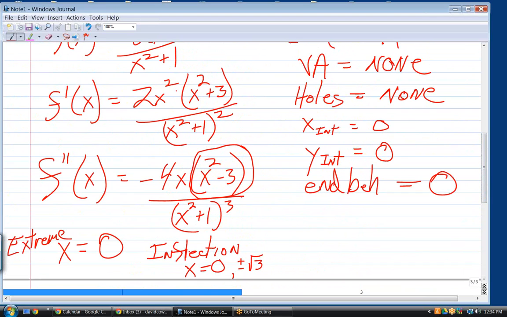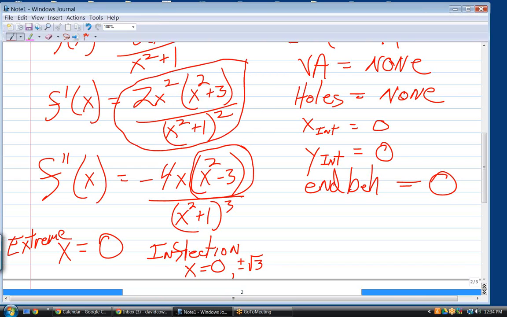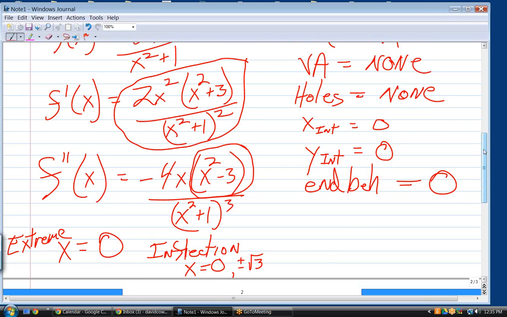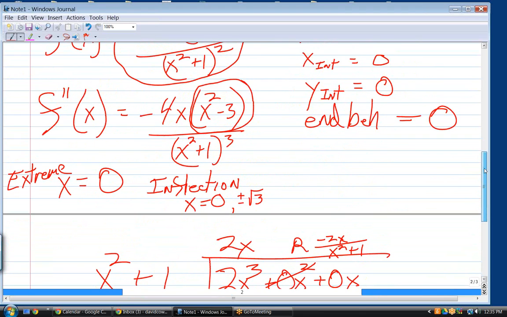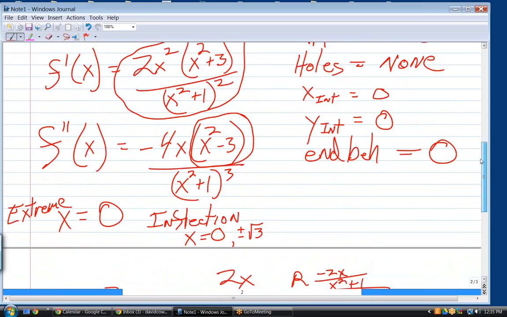The first derivative is always positive, right? If I look at the first derivative, it's always positive. There's no value for x that causes either the numerator or the denominator to ever be negative. So it's always increasing, this function is. What do always increasing functions look like? How in the heck do we get an extrema at x equals 0?